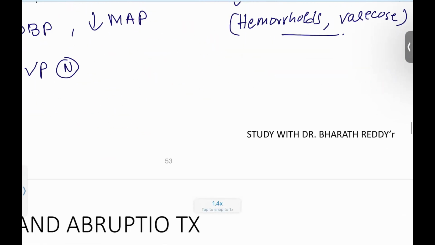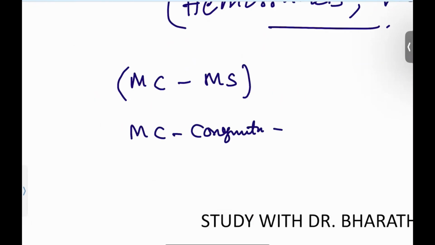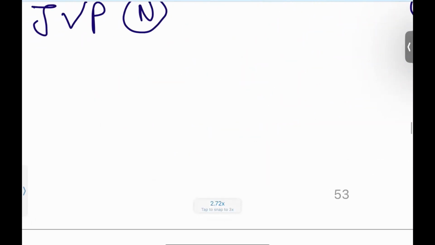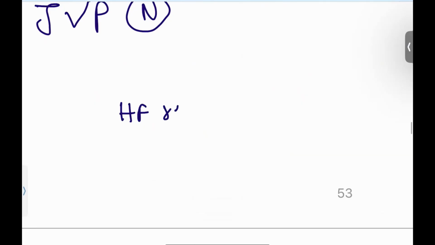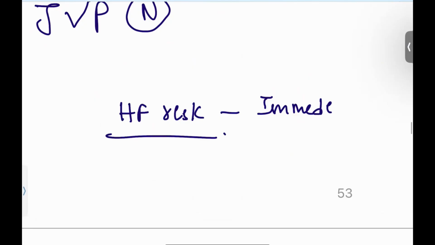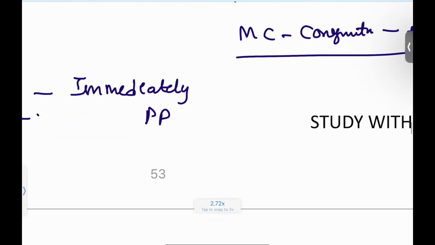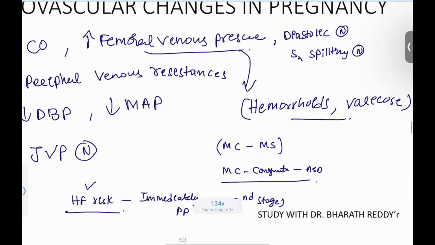And next, coming to heart diseases, the most common one is mitral stenosis. And the most common congenital one is ASD. Okay, this is the condition that is presented. And heart failure: the risk of heart failure is present at certain points. Immediately after delivery, there is a high chance the patient can land in heart failure, and followed by that, at least in the second stage. So there is a high risk of heart failure in these patients.